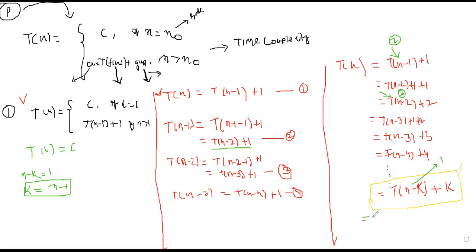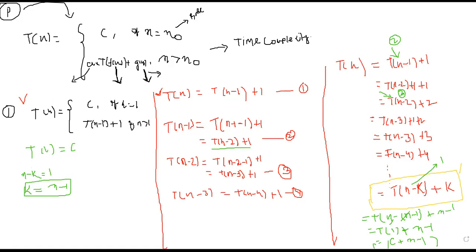Now see what happened here. Now T of n, I will replace k with the value. What will we replace it with? n minus 1. Why are we putting k as n minus 1? Because I have to make this 1, that is n minus k equal to 1, so the value of k will be n minus 1. So I am replacing here. Now if you open this bracket, this n gets cancelled. Now this will be T of 1 plus n minus 1. So what is the value of T of 1? T of 1 is some constant amount of time, plus n minus 1.